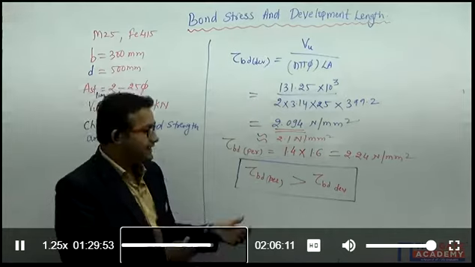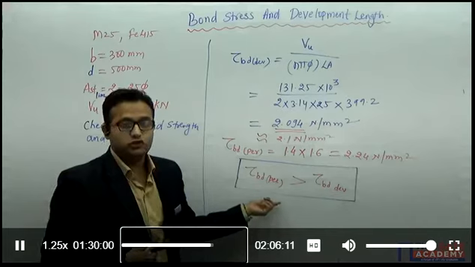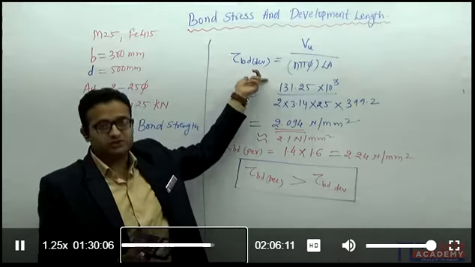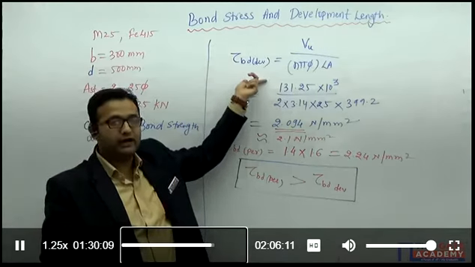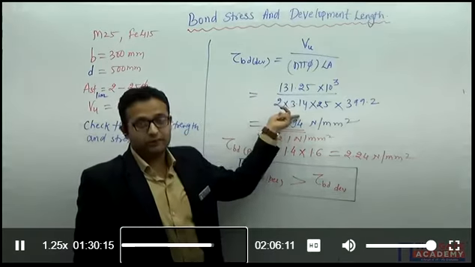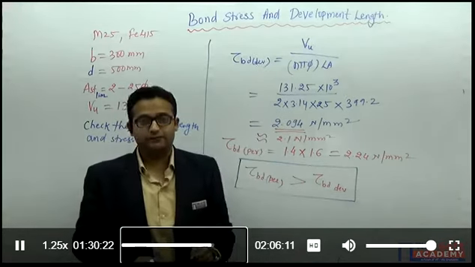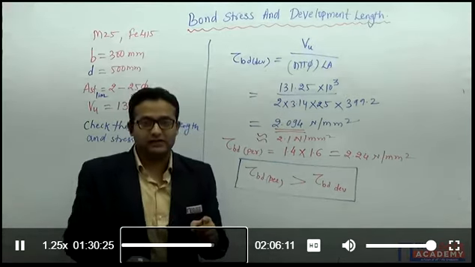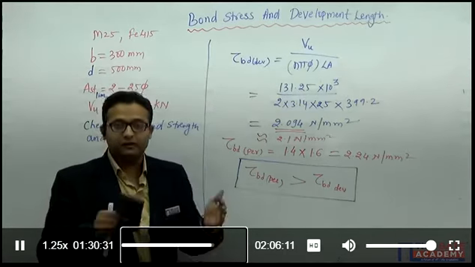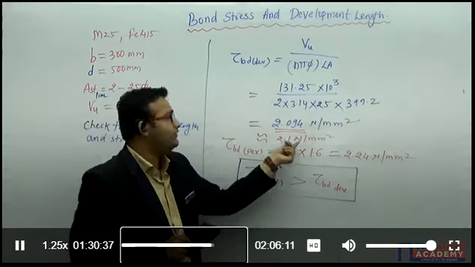So what I need to do, suppose I want to decrease the bond stresses. Right now it is in the safe condition, but the values are very close. I want to make this beam safer. So if I want to decrease the bond stresses, what I am going to do is increase the number of bars and decrease the diameter of the bar. The total area of the reinforcement will be the same, but I will provide more bars with lesser diameter.